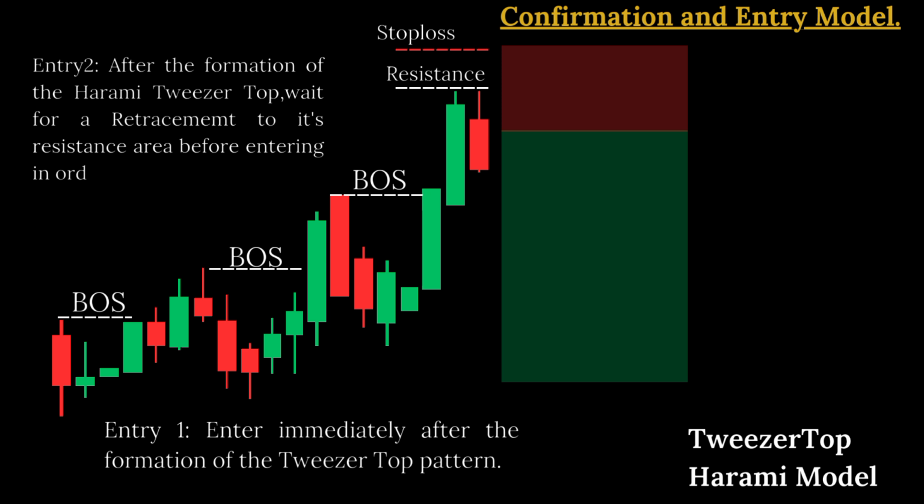So we set a sell limit after its formation and place our stop loss above the resistance level formed by the tweezer top pattern and target the next support for take profit or a 1:2 risk to reward. Let's explore more examples on a live chart.